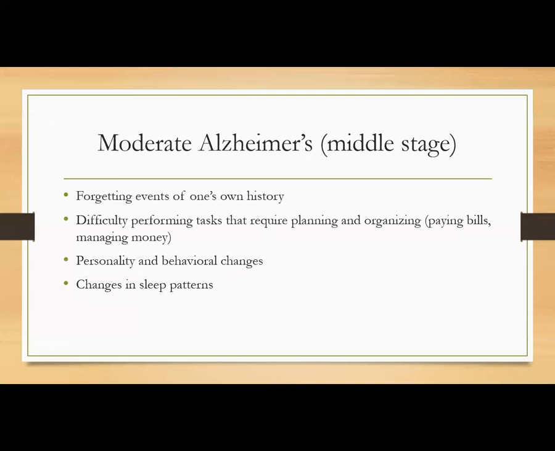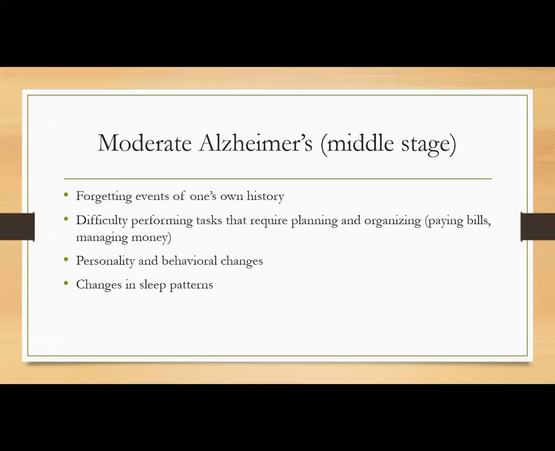Moderate Alzheimer's, or middle stage, is forgetting events of one's own history. So this is the one where, instead of just "I forgot my keys," it's "I forgot that I even bought a car back in '82." It's something along those lines where you're forgetting these big events of your history.